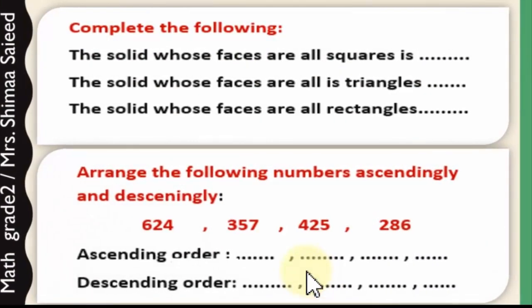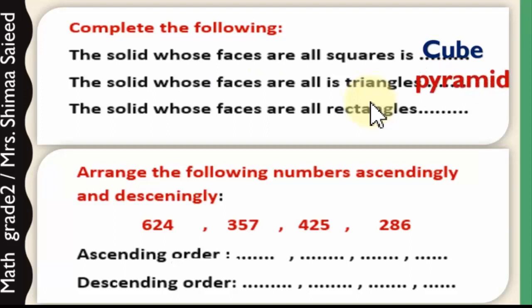Now complete the following. The solid whose faces are all squares is a cube. The solid whose faces are all triangles is a triangular pyramid. The solid whose faces are rectangles is a cuboid.